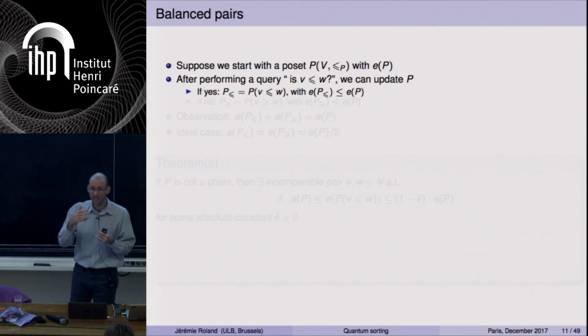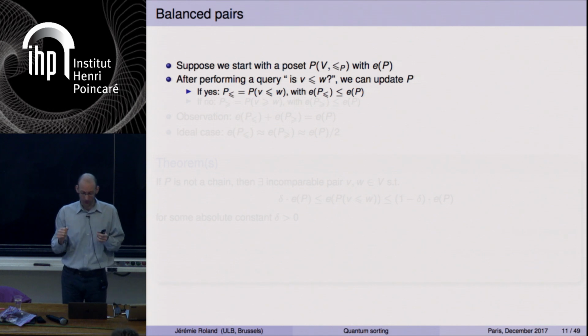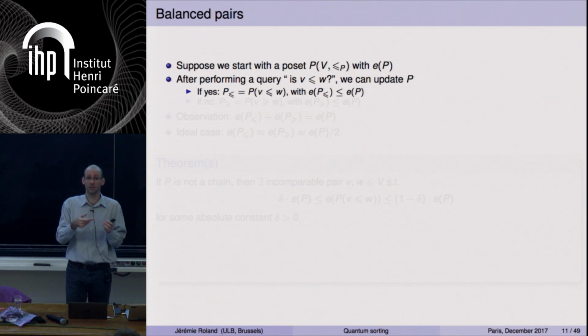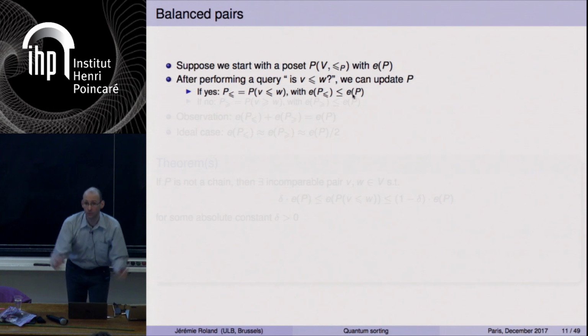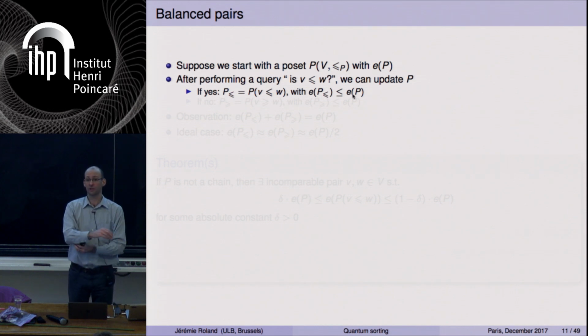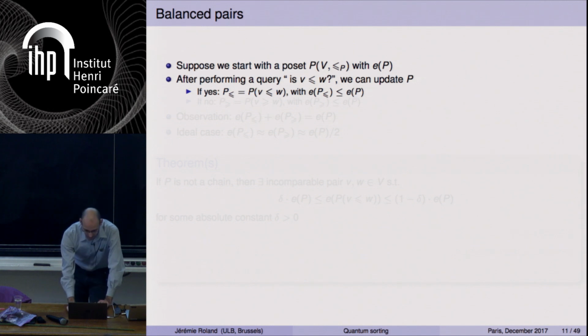And what happens is that each time you add relations in your partial order, the number of compatible total orders decreases, of course, because all the ones that are not consistent with the answer that you just received are not possible anymore. So if I call P_vw the new partial order, once you add the relation v less than w, you know that e(P_vw) is less than e(P). You reduce the number of possible total orders that are compatible with everything you know so far, essentially.